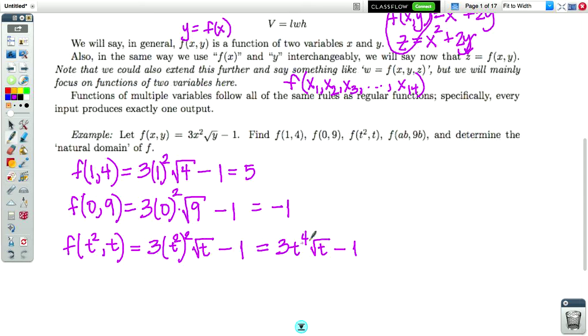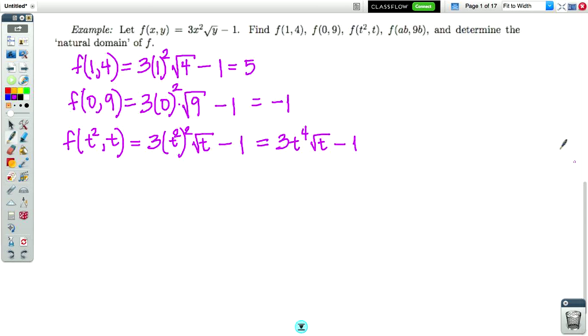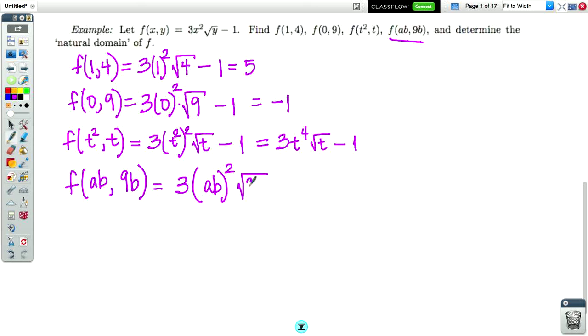Although if you wanted to use fractional exponents here, you could. But I'm just going to keep it as 3t to the fourth times the square root of t minus 1. And then last one, f of ab, 9b. So same deal. This should probably seem pretty familiar because this is the same thing that we do with regular functions when we replace an input value of x with some other number.